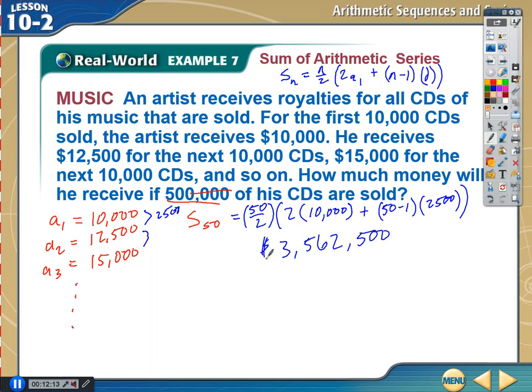That's it. But let's say you did want to find out for your calculator. If you wanted to do it with the summation, they want to find the first 50, so n equals 1 to 50. Now I need to find my explicit form. My explicit form is take the first one, A sub 1, so 10,000, plus n minus 1 times my common difference, 2,500.